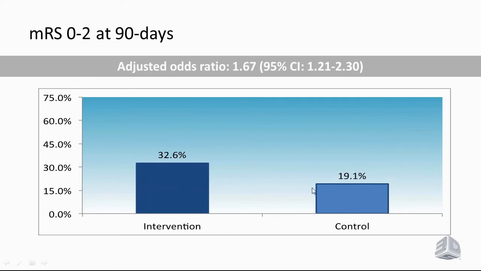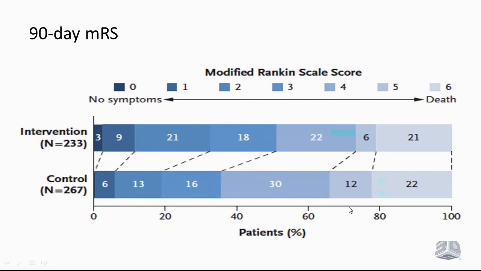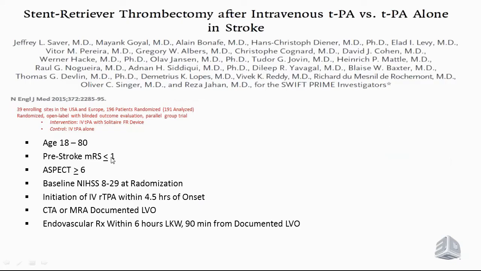I think it's just a recognition that these are just horrible strokes and patients are going to be severely, severely impaired or die. Again, here's the Rankin score shift analysis from control to intervention. They had no patients in the control group who were Rankin 0 at 90 days. And finally, the SWIFT Prime trial.